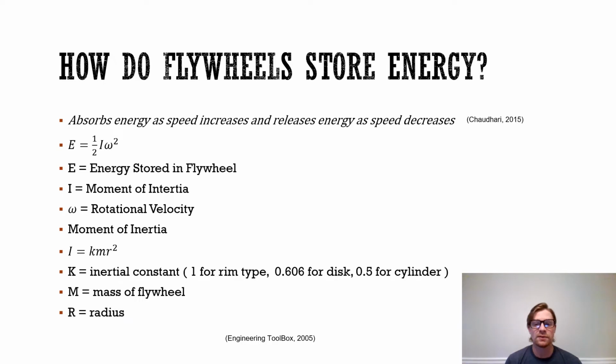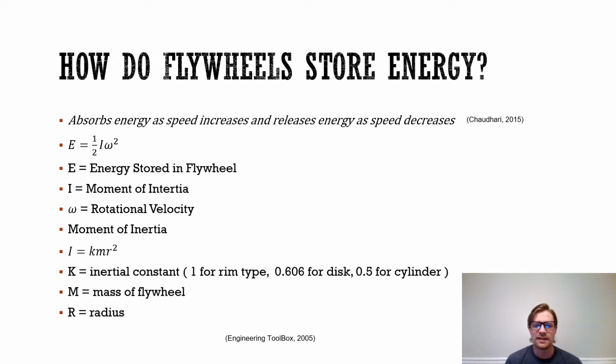So how do flywheels store energy? They absorb energy as speed increases, and they release energy as speed decreases. You can see that in the equation here. This is the equation for energy stored in a flywheel. Its energy is equal to 1/2 the moment of inertia times the rotational velocity squared. The first thing to notice is that rotational velocity, or you can think of it as speed, is squared. So if you double your speed, you're going to quadruple the energy stored in the flywheel. So we want the flywheel to spin as fast as possible.